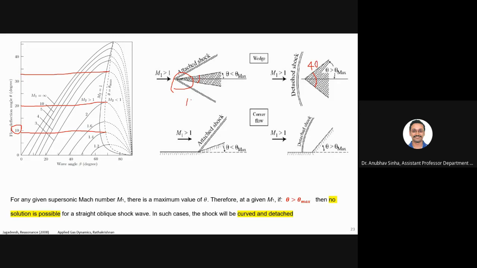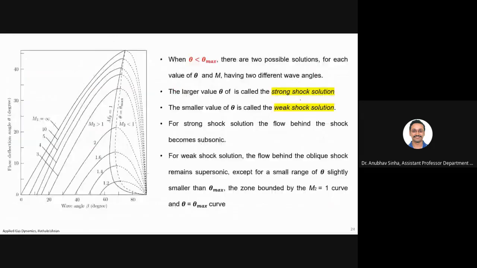Okay, 40 and 10. You make these two geometries and then run with incoming flow of Mach number 2. One geometry is 10 degree, one geometry is 40 degree. And then you'll see two different behaviors: an attached shock here and a detached shock here. Okay. Moving on. So these are some comments on what we saw in the last slide.